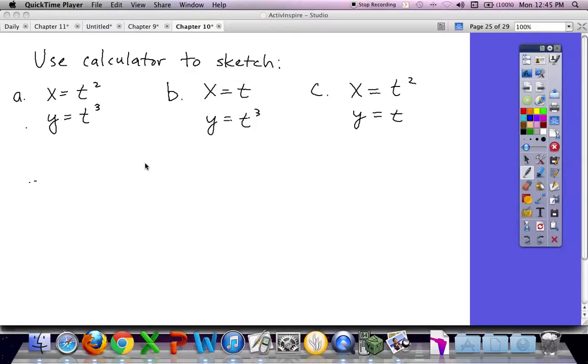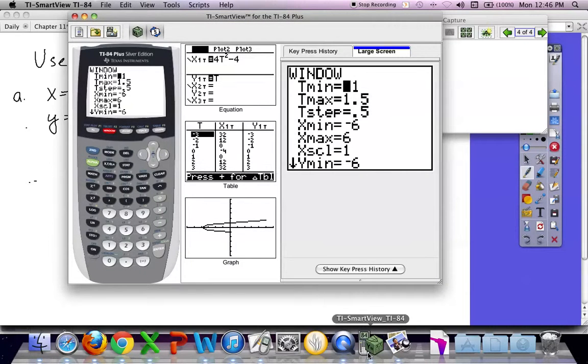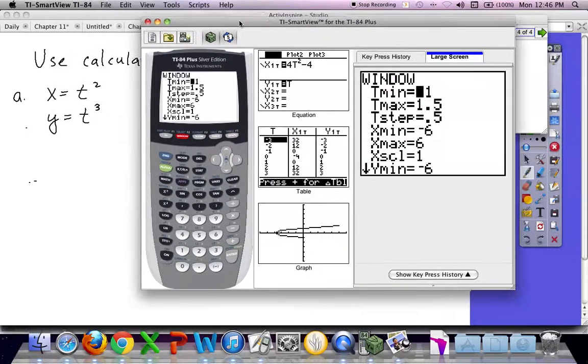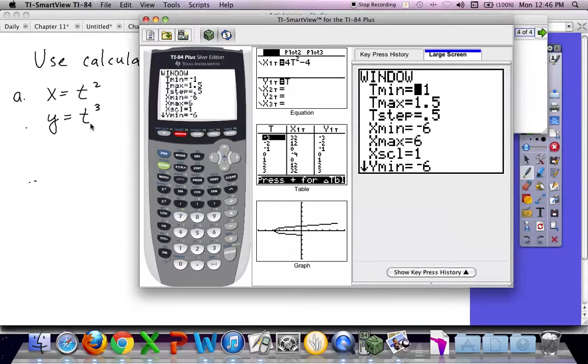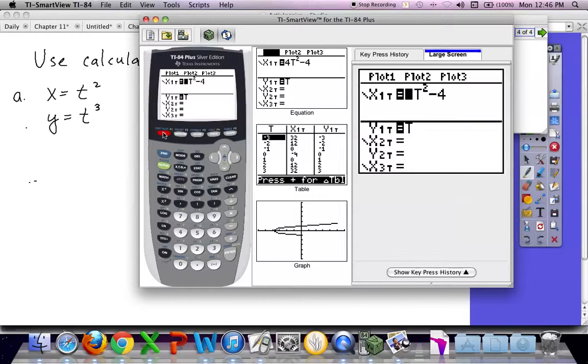Okay, use the calculator to sketch, or draw, the plane curve, right? Because that's what the graph of parametric equations is. They've got three examples here, right? X equals t squared, y equals t to the third is the first. Now, the easy part is putting those equations, t squared and t to the third, in here, right?